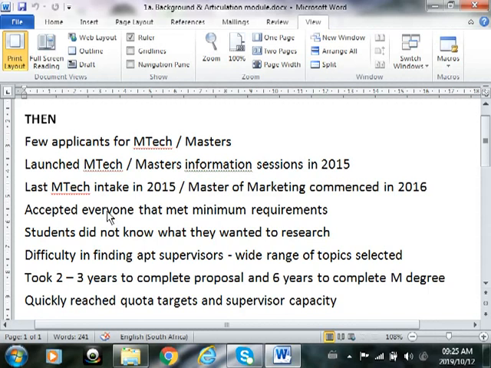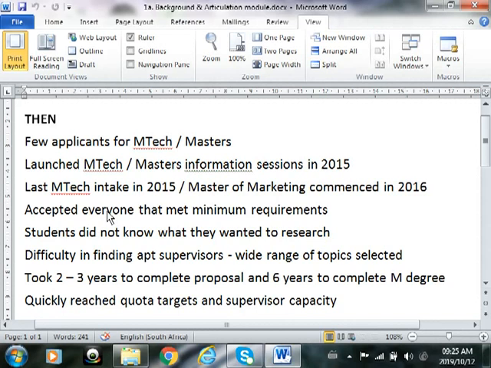I've got 2 students in their 6th year. In that time, I could have supervised 6 students if they took 2 years to finish. And so the problem with this is that we just accepted students every year and they stay in the system, but they're not going anywhere. It quickly reached our quota.